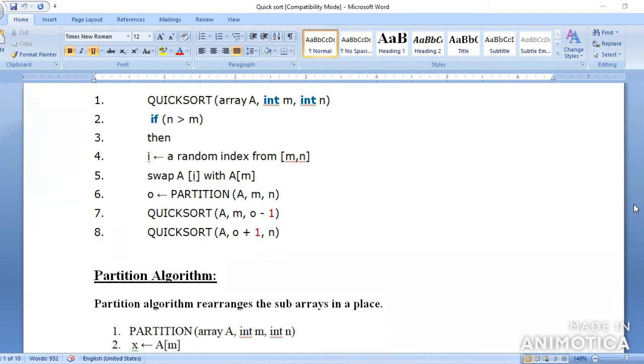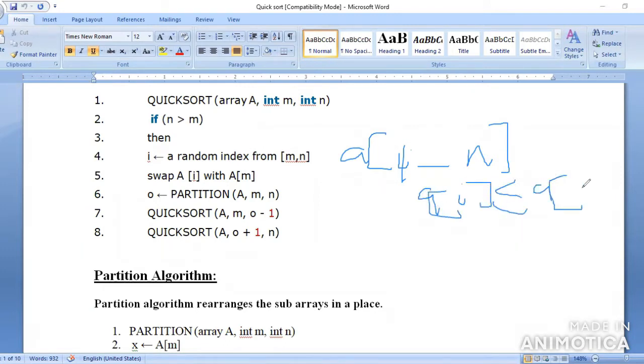It is different from merge sort. It can be used to arrive at an efficient sorting method different from merge sort. What we'll do is rearrange the elements of A[1 to n] such that A[i] is less than or equal to A[j].